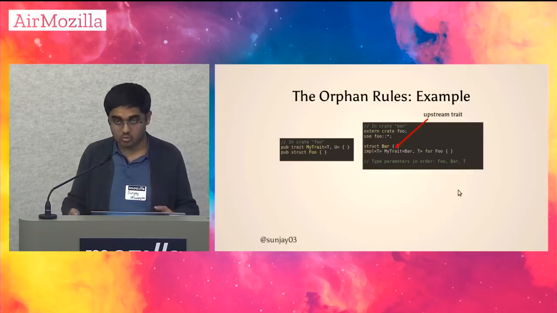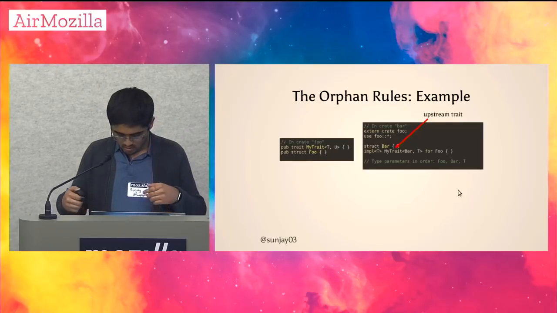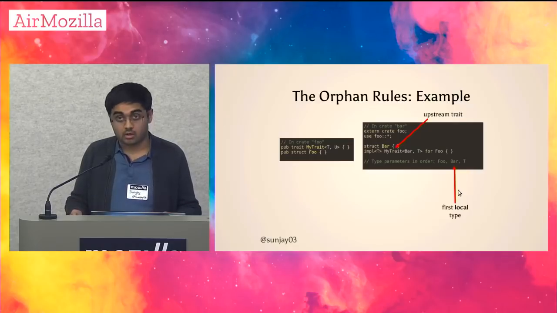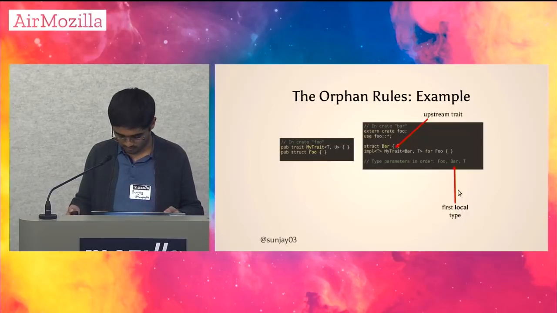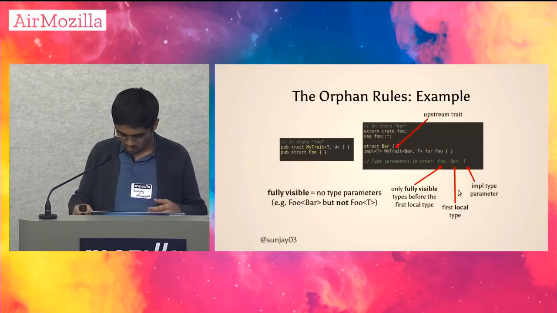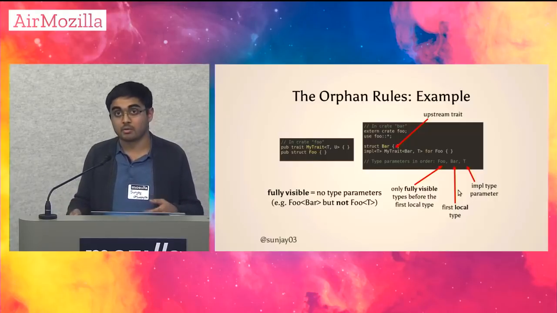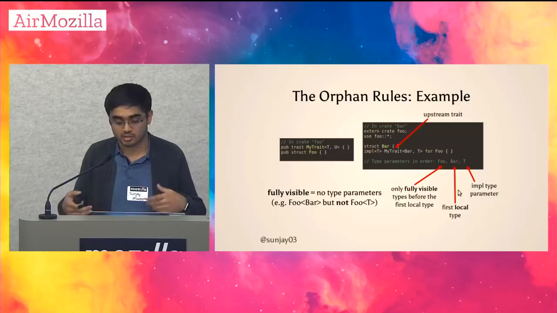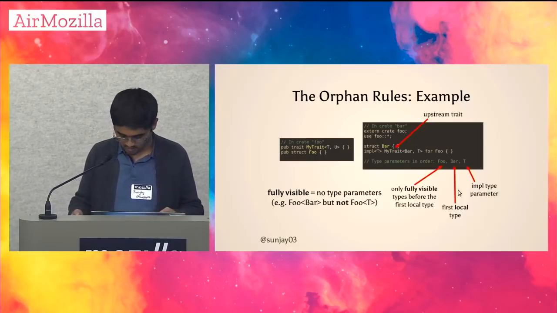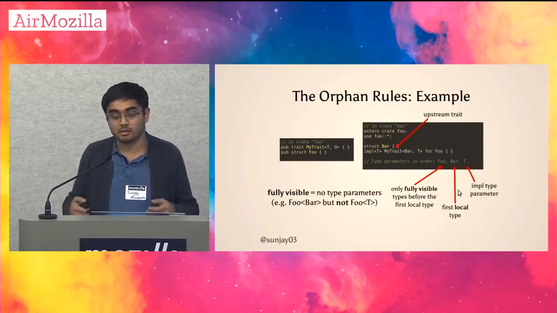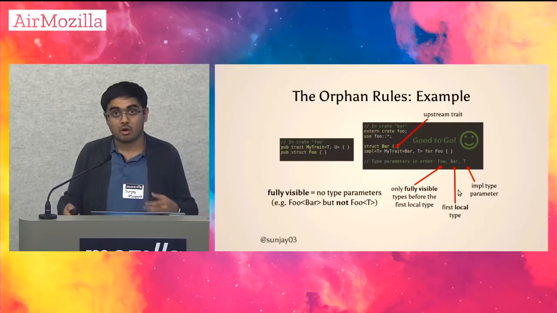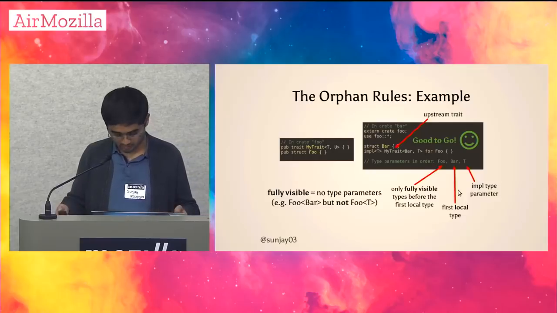We have to check foo, bar, and then t in order to look for a local type. In this case, the first local type in the bar crate is the bar type. And once we find that, we need to check every type before it to make sure that those types don't contain any of the type parameters of the impl. The term we're going to use for types that don't contain any of the impl type parameters is fully visible. And you'll see why that is in a few minutes. But a fully visible type is made up of types that are completely known to us and can't be filled with some other type later. This is all we need in order to check that this impl is good to go.